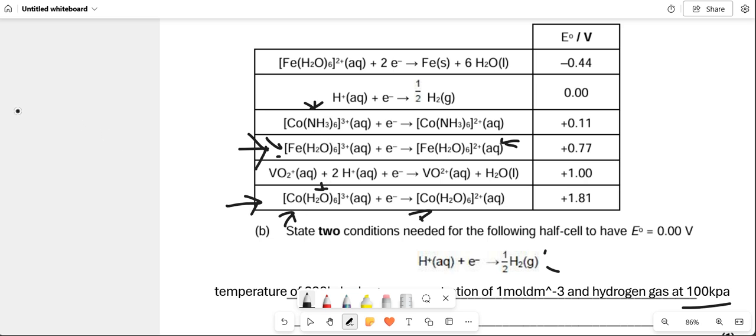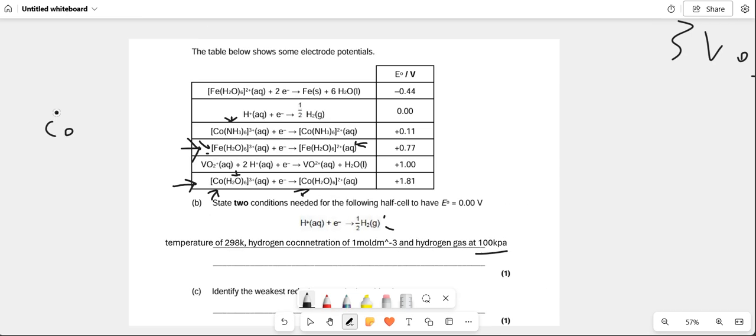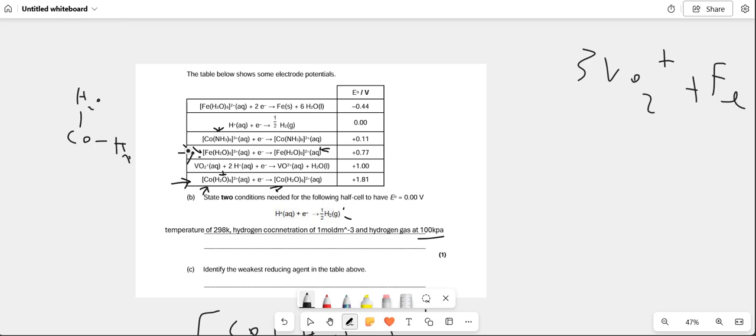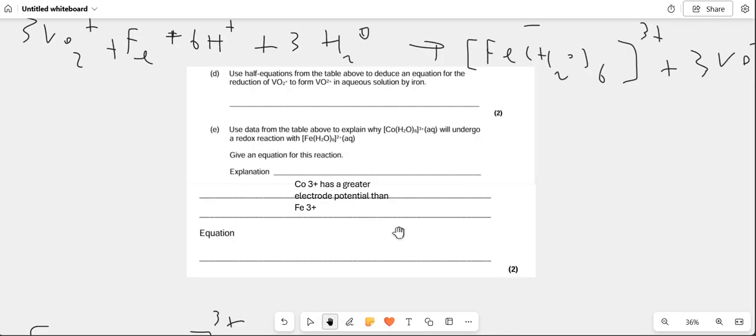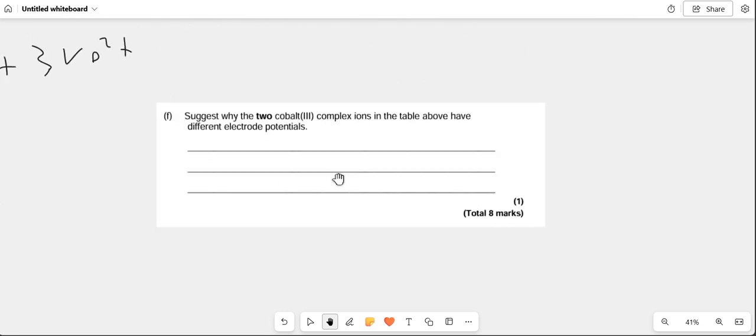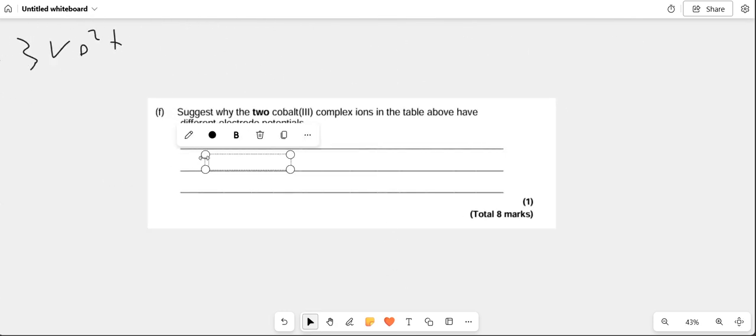Ligands, when you've got a metal complex ion attached to waters on each side. Here you've got 6 waters, so you can imagine that's how it looks. Another one has ammonia. Obviously, different ligands are going to give a different electrode potential here. So hence you can write here, there are different ligands.